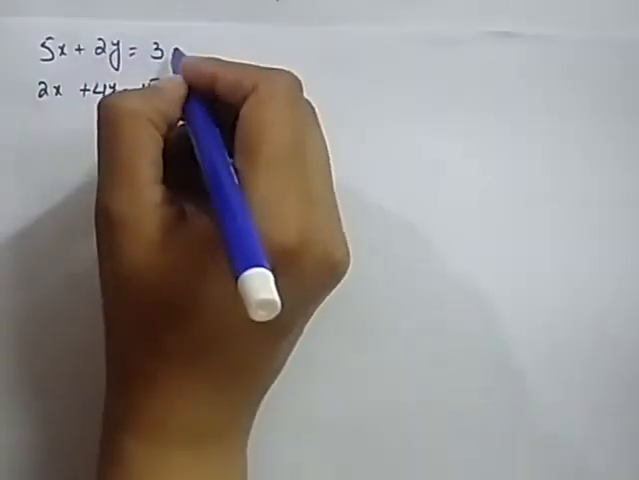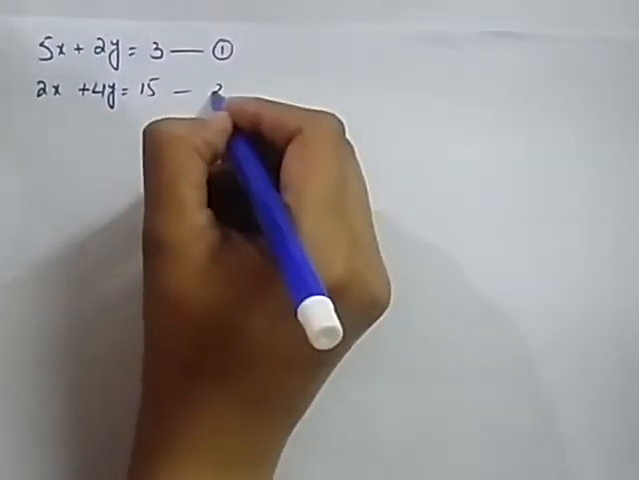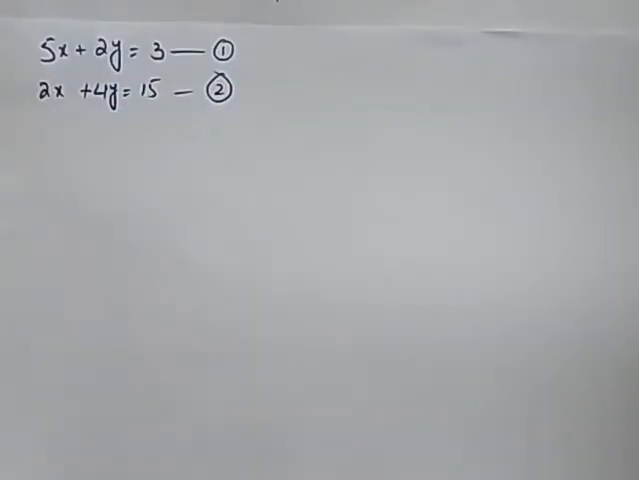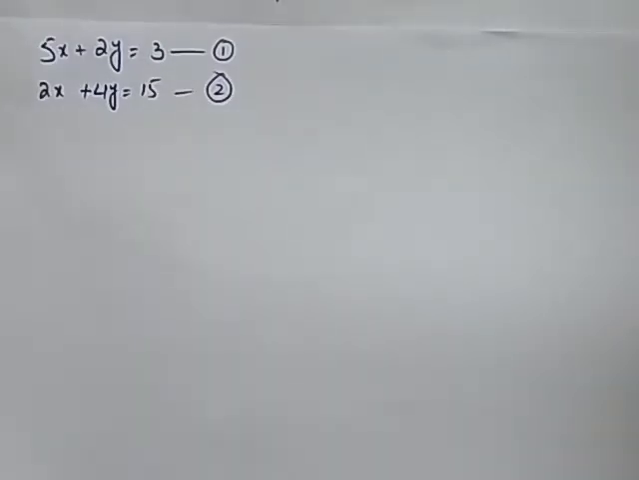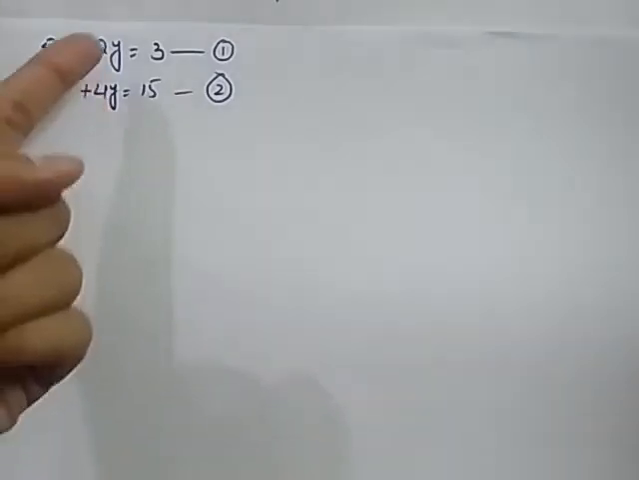As we did before, first of all we have to name the equations. Let us consider this equation number 1 and this equation number 2. Now we have to see from which equation I can take the value. See it carefully: no variable is without a coefficient. In equation 1, the coefficient of x is 5 and the coefficient of y is 2, and in equation 2, the coefficient of x is 2 and the coefficient of y is 4. As in the elimination method, one of the variables must have the same coefficient. It is easy for me to make the coefficient of y the same because 4 is a multiple of 2.